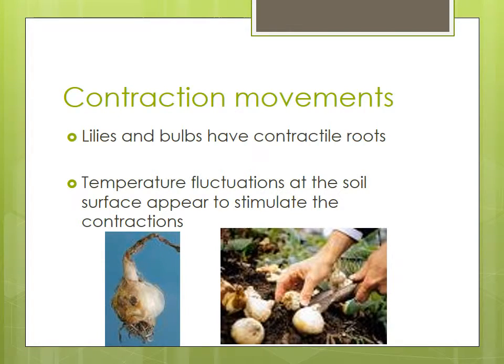Contraction movements, so these are for things like lilies and bulbs. They suck their roots in. So to contract, contractile, we can break that down to contract, and what it is doing is it's pulling those roots back into the bulb. So temperature changes, temperature fluctuations at the soil surface are what stimulate these roots being pulled back into the bulb. So the bulb is the big white bit, and then the roots are below it, and the changes in those temperatures cause the roots to be pulled back up into the white bulb.